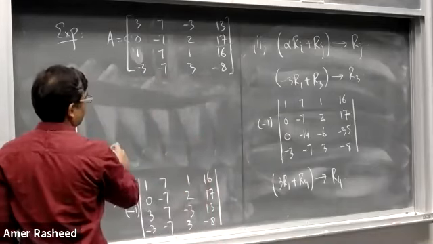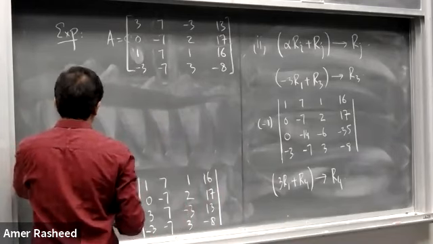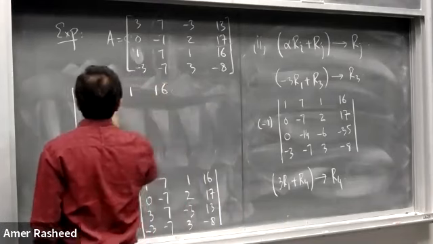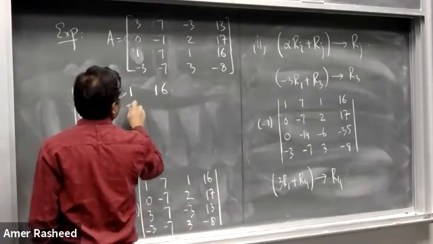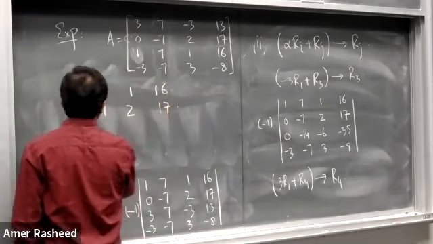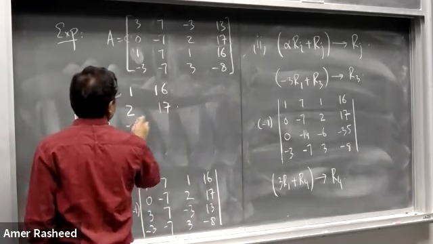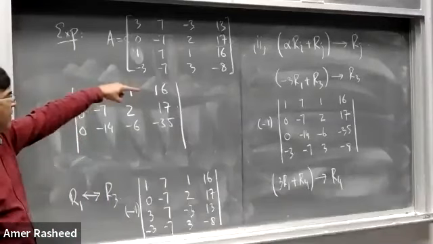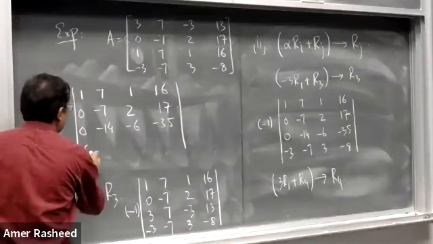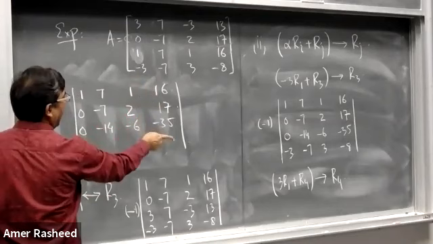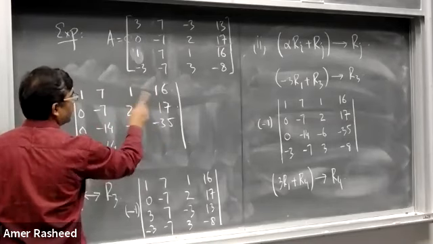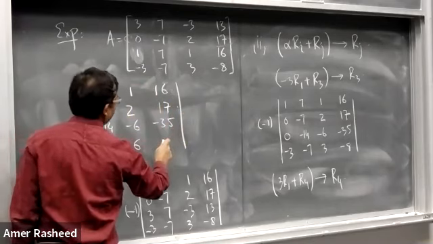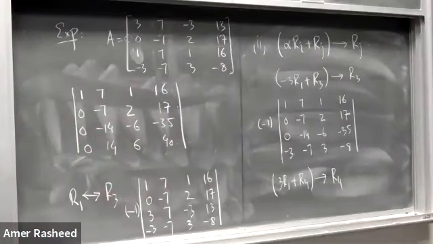Okay. Now, this operation will give me this determinant, sorry, not matrix. 1, 7, 1, 16, 0, -2, -7, -2, 17, 0, -14, -6, -35. Now, row 4 will be, you multiply with 3 and add up here. So you get 0, and 14, and 6, and 48 minus 8 is 40. You get this thing.